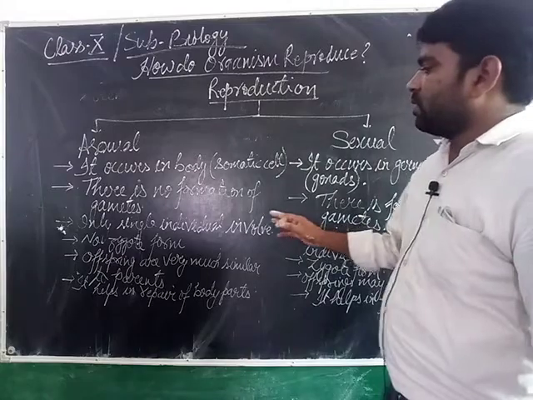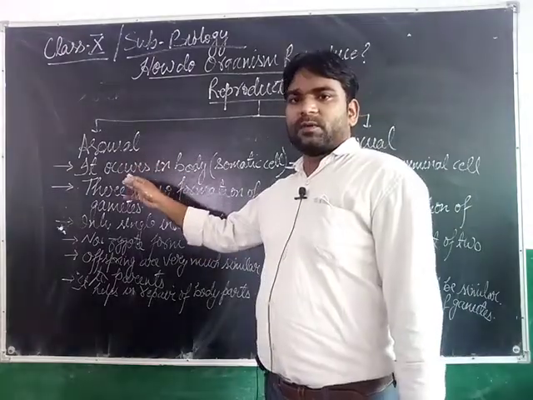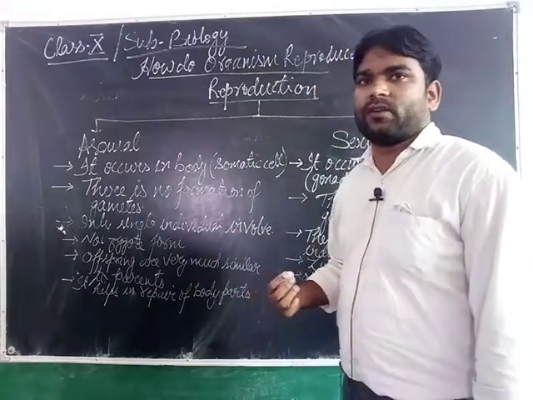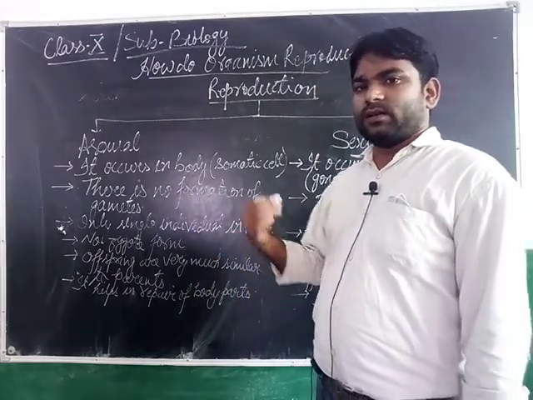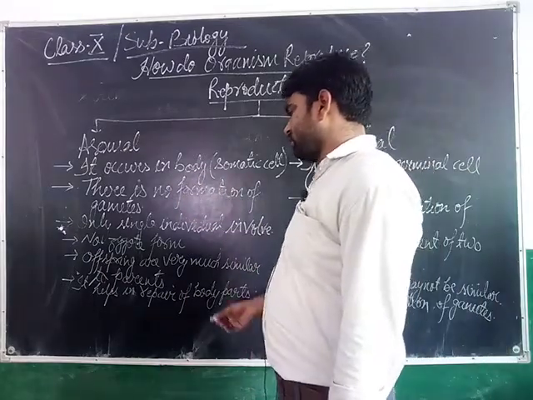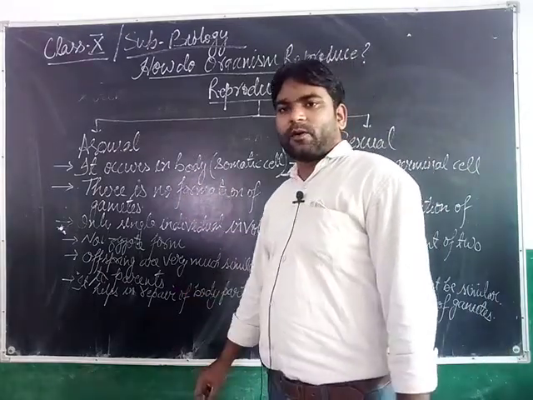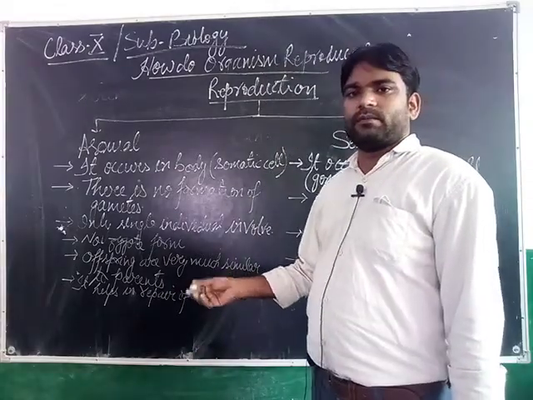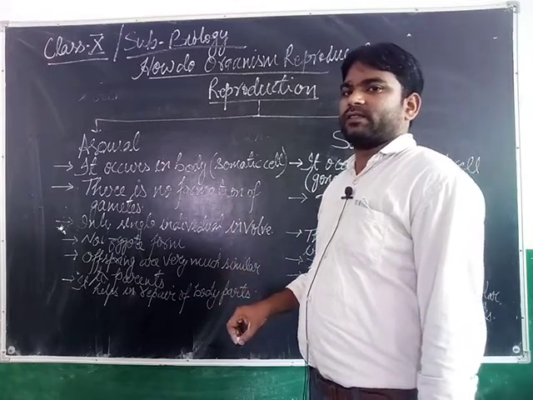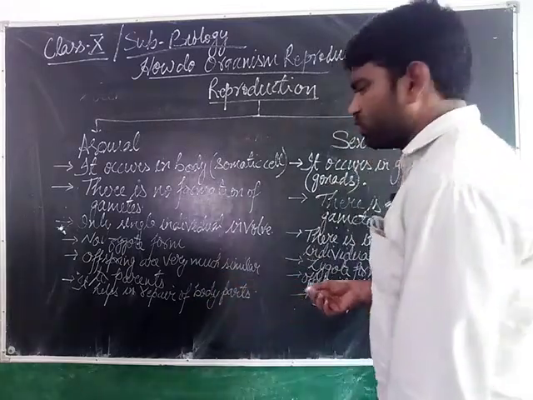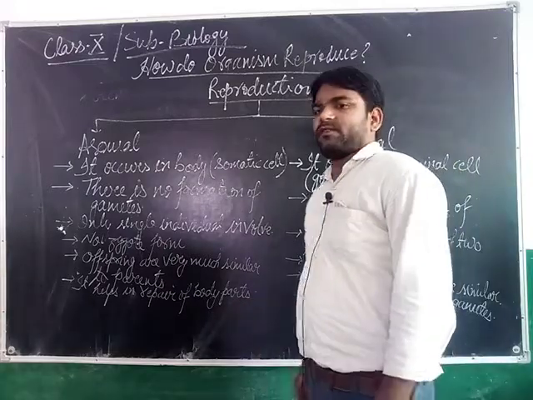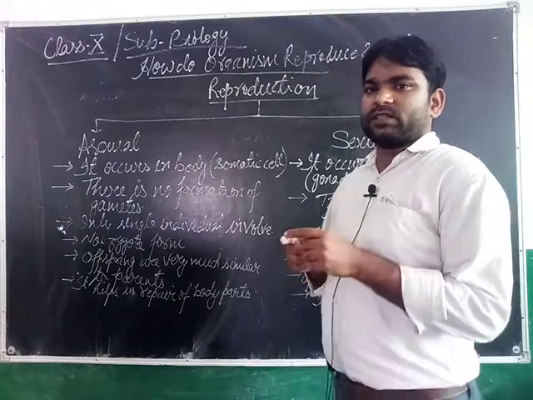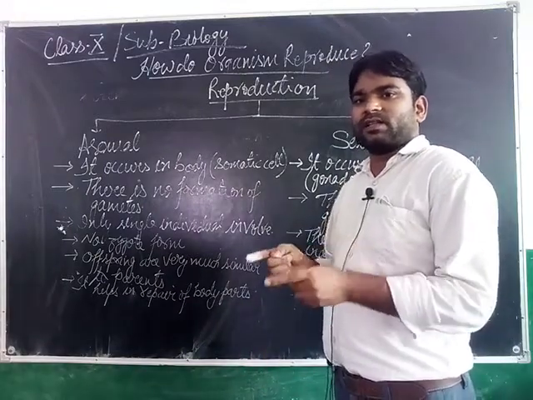Next, in asexual reproduction there is only a single individual, there is no formation of gametes, and so only one individual is involved. Only one parent individual leads to formation of the new individual, and the offspring are very much similar to the parents. We call them clones. And it helps in repairing of the body parts. We said that if a place gets cut, the same cells form again. When our finger is cut, cells of that same finger are formed, nothing else.